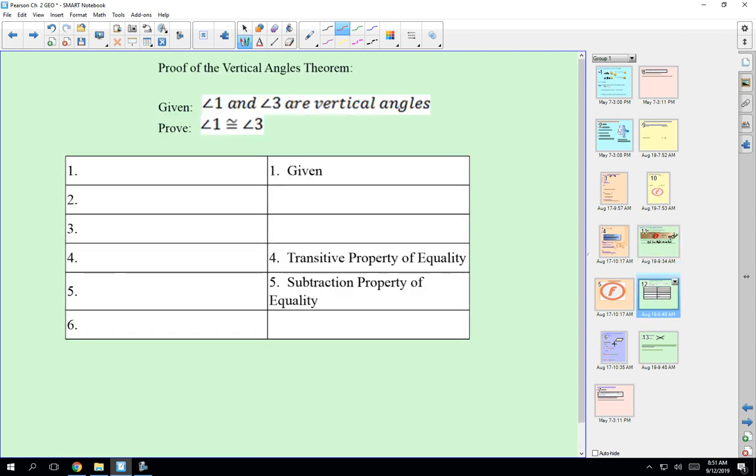All right. So proof of the vertical angles theorem. Let's go ahead and do this in a more formal fashion than we did the first time. So it's given that 1 and 3 are vertical angles. Do you guys have that little grid there? So in the number 1 here, we call these statements. And over here we have reasons.